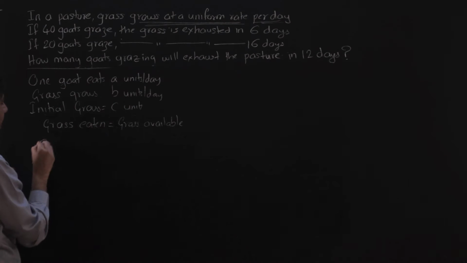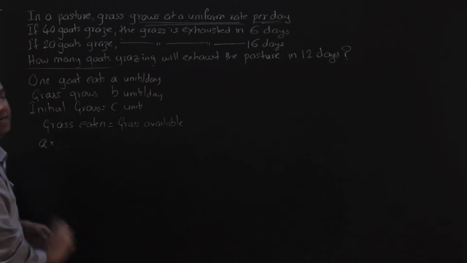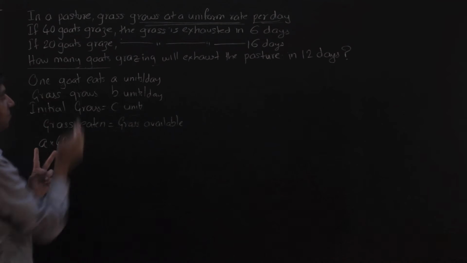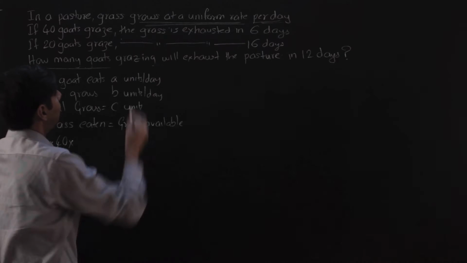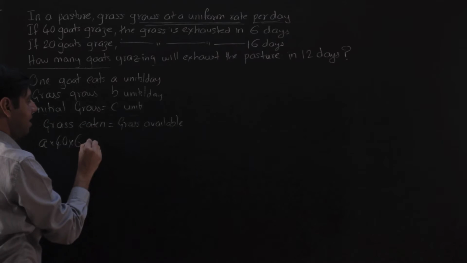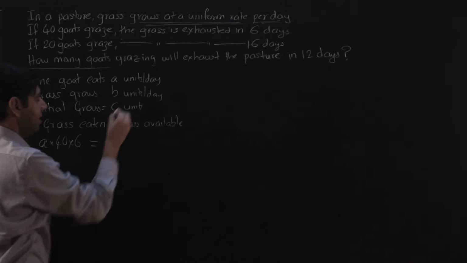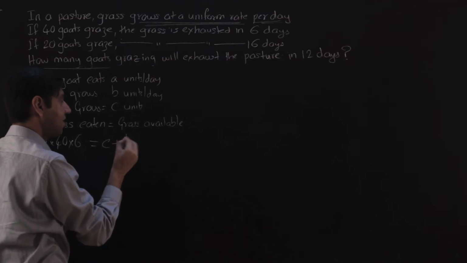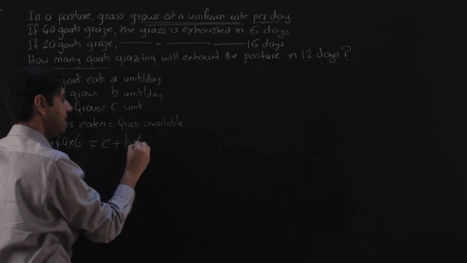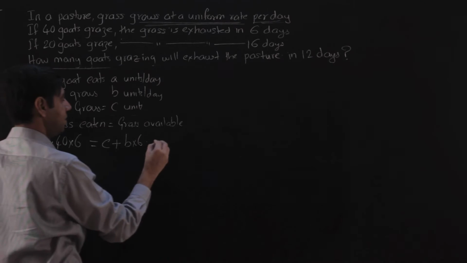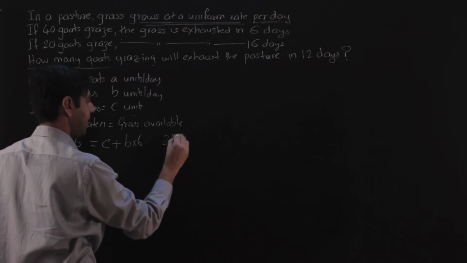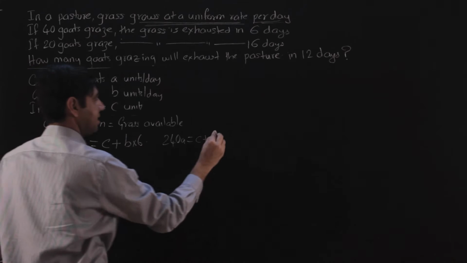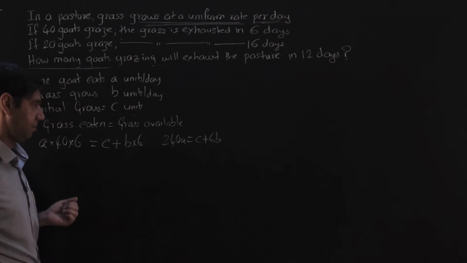Let's start. A units, one goat eats. How many goats do I have? 40 goats I have. This is for per day. And how many days is it? 6 days. How much is the grass available? At the start there was C units, and grass grows at the rate of B units in 1 day. How many days? 6 days. So this, when I do it, will become nothing but 240A is equal to C plus 6B.